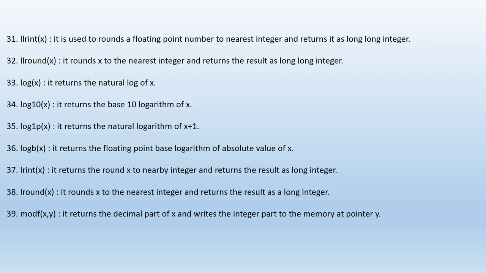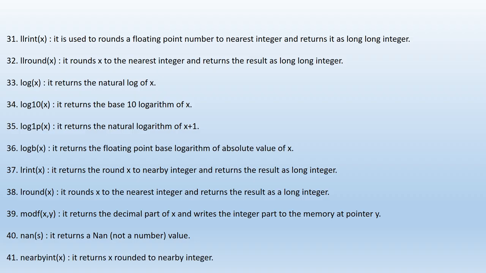The modf function. It returns the decimal part of x and writes the integer part to the memory at pointer y. It splits a floating point number into its integer part and fractional part. The nan function. It returns a NaN, not a number value. The nearby integer function. It returns x rounded to a nearby integer.